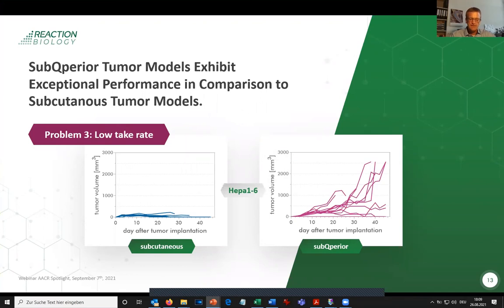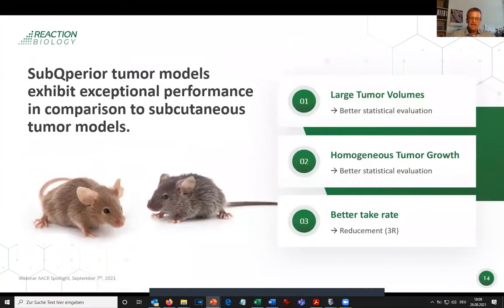Lastly, here's the tumor that did not grow in mice, HEPA-1/6. As you can see, there's tumor growth with SubQperior implantation. It's not the most homogeneous growth curve, but considering that there was absolutely no growth with subcutaneous implantation, that looks promising. I would like to briefly summarize the results that I presented so far.